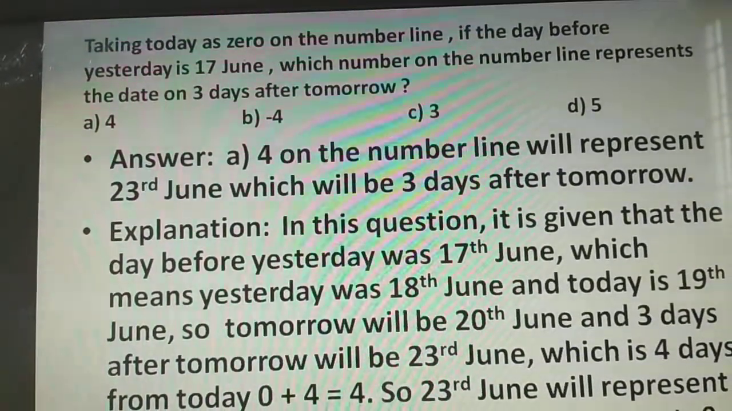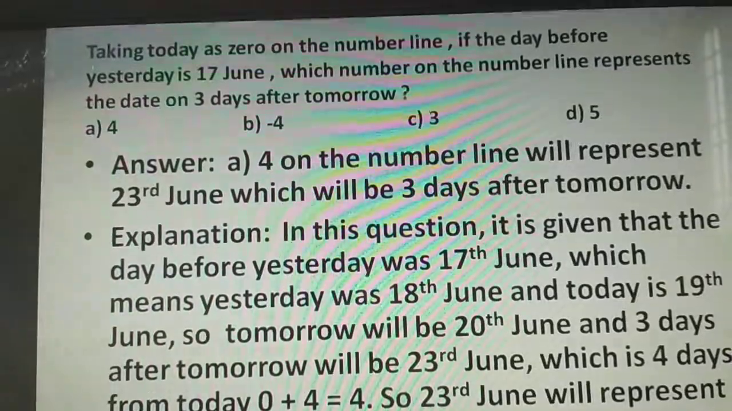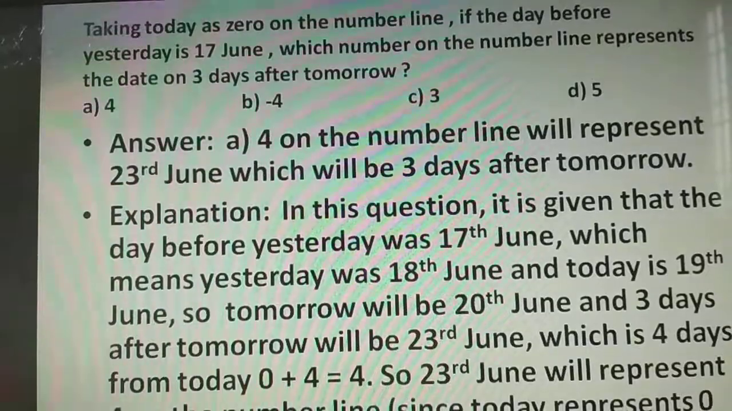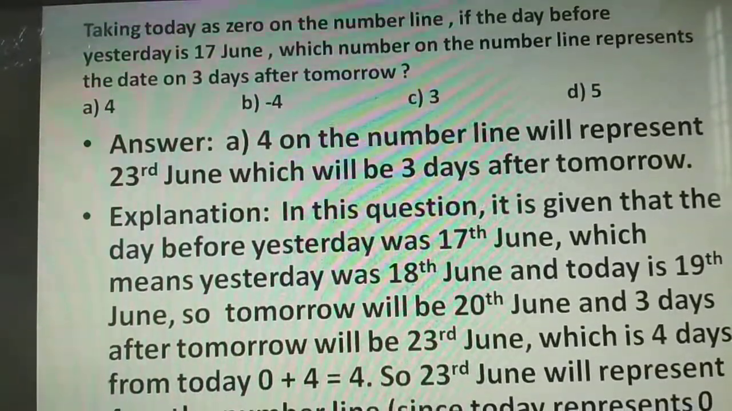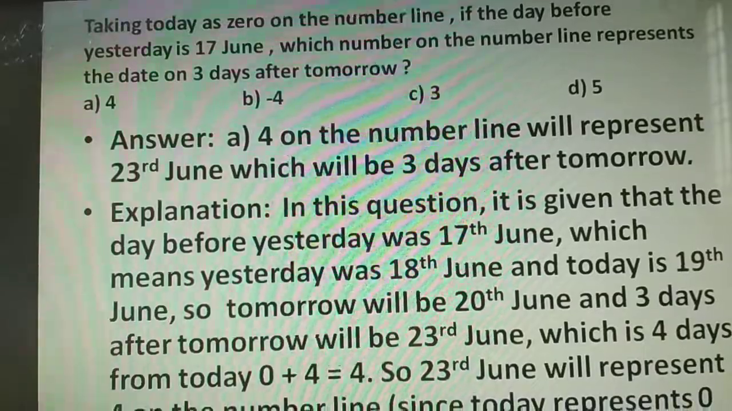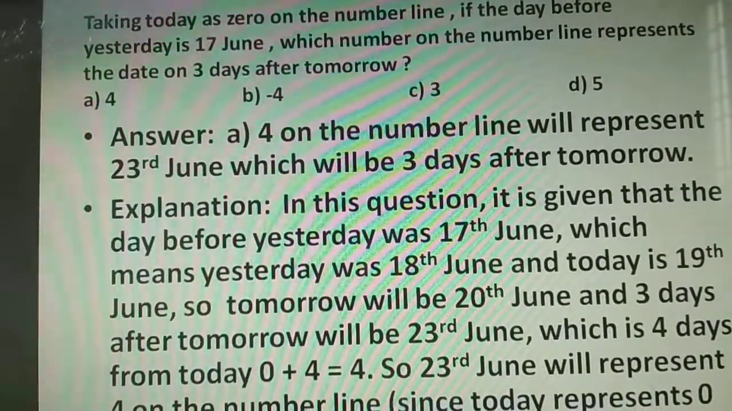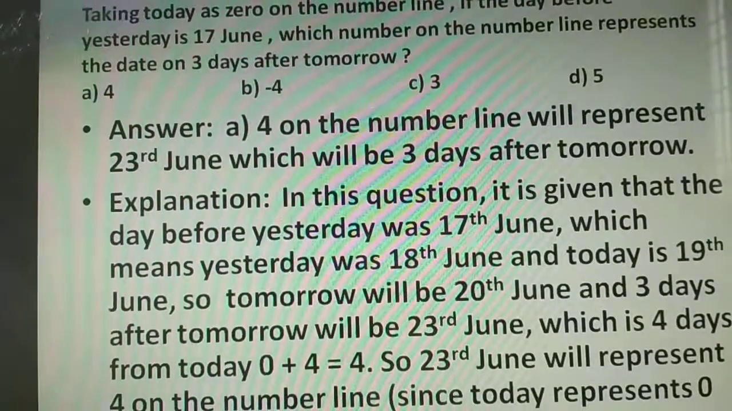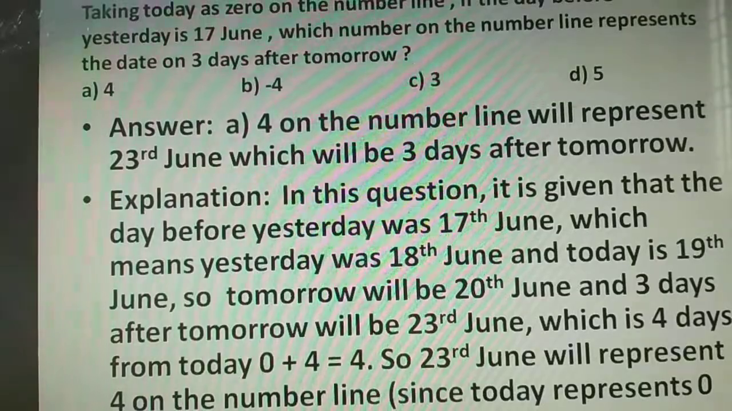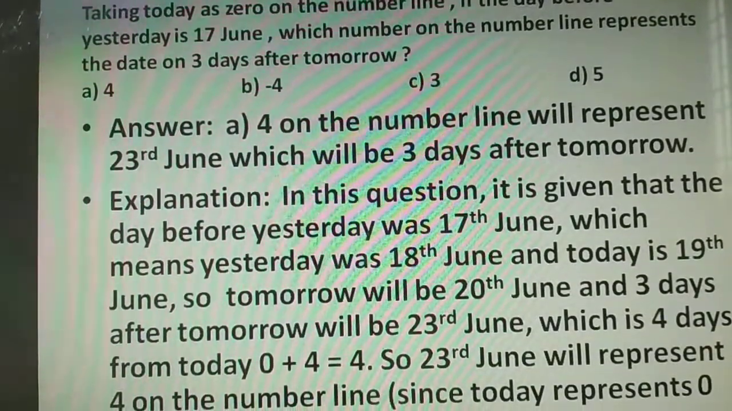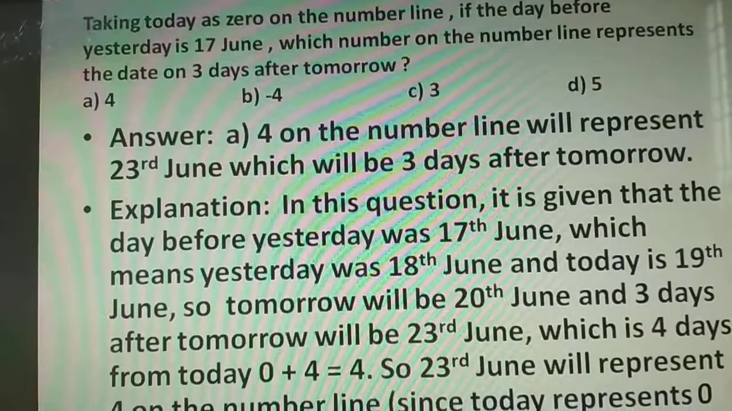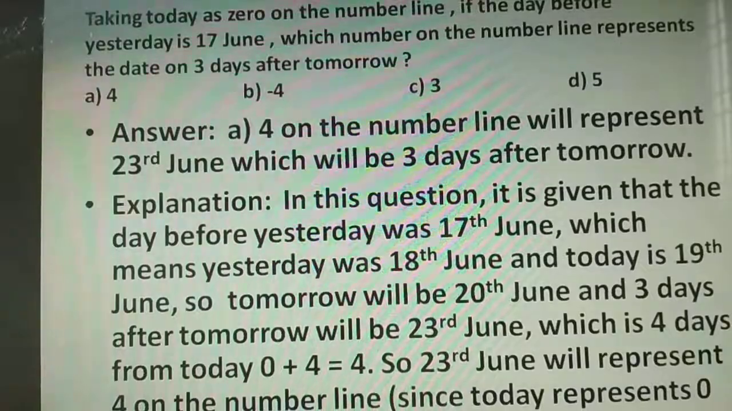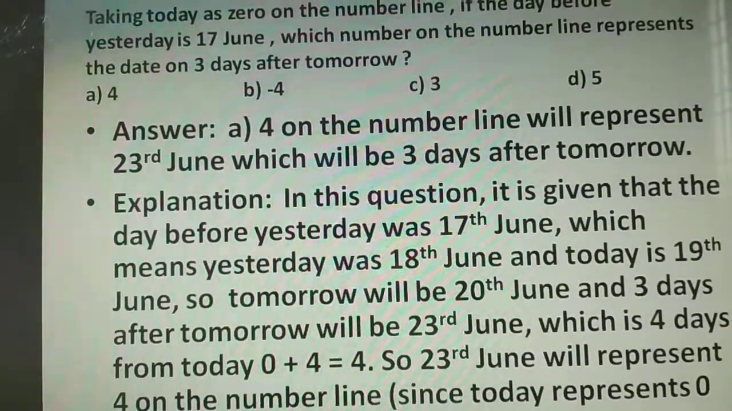This question was rather tricky, but it was very easy actually when we started working it out. Taking today as 0 on the number line, if the day before yesterday is 17th June, which number on the number line represents the date 3 days after tomorrow? This is an analytical thinking skills question. We categorize this as CATS, the comprehensive analytical thinking skills question.